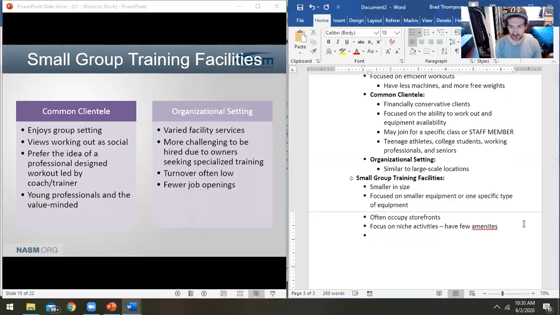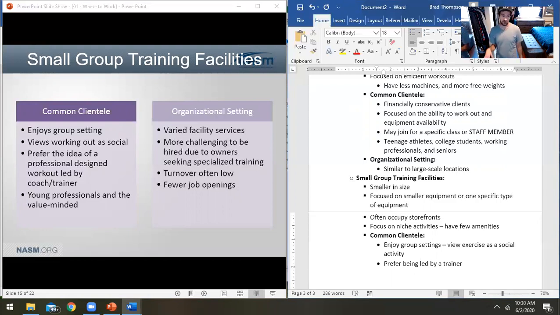So common clientele enjoy group settings. A lot of times you're getting people for whom the big draw was the fact that they're working out around a lot of people. And so they often view exercise as a social activity. They prefer being led by a trainer. So you're looking for people who want to take it out.